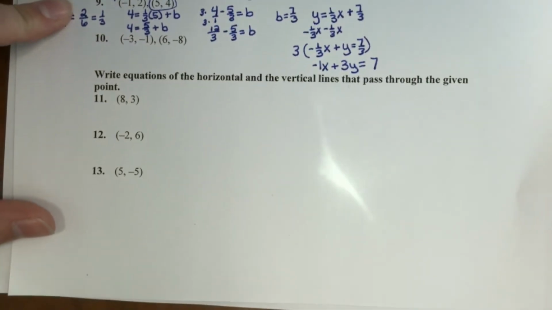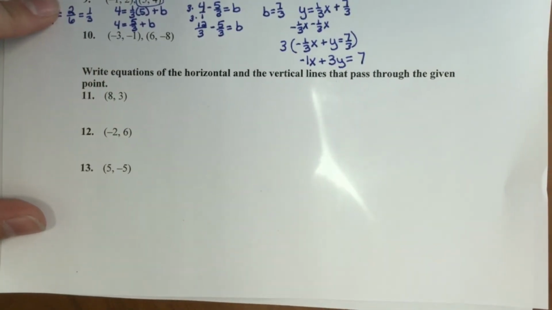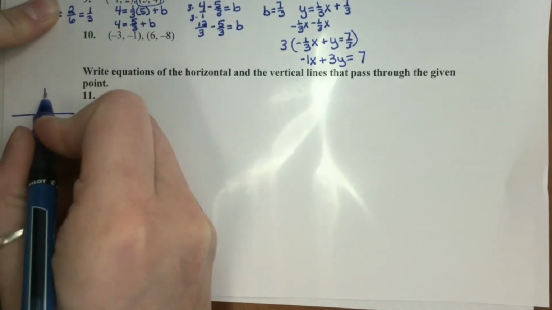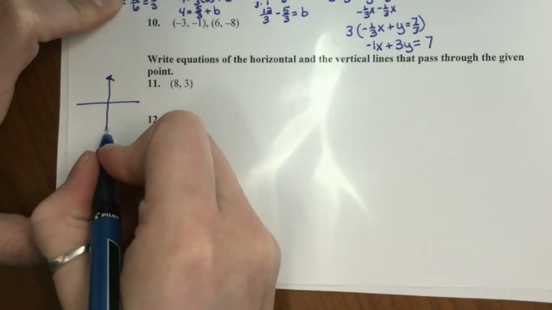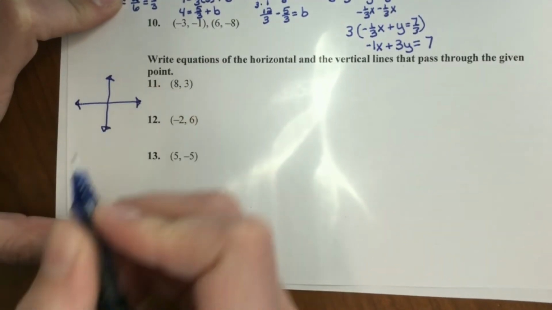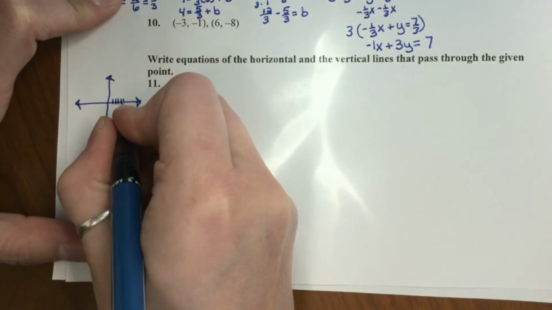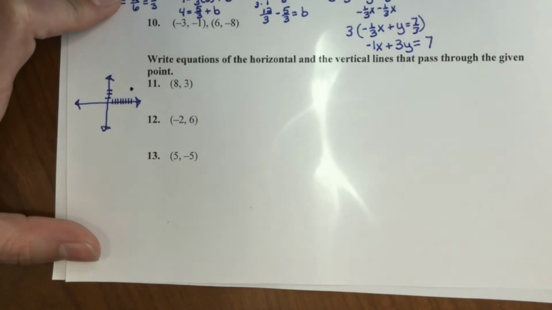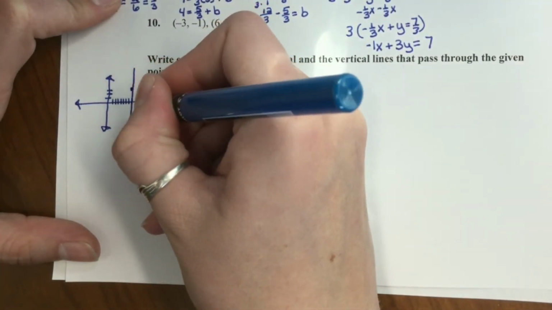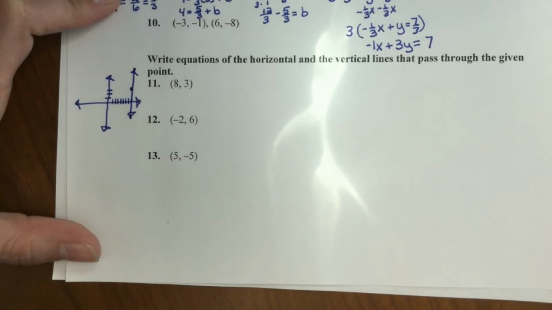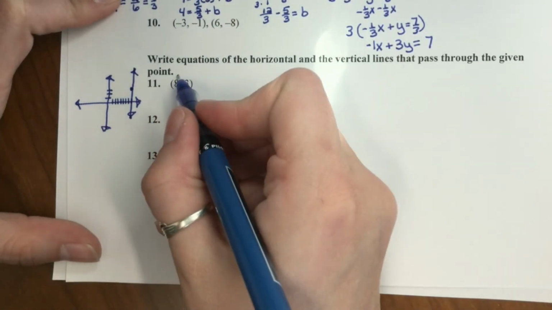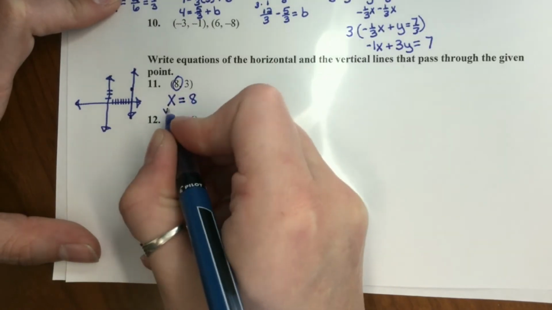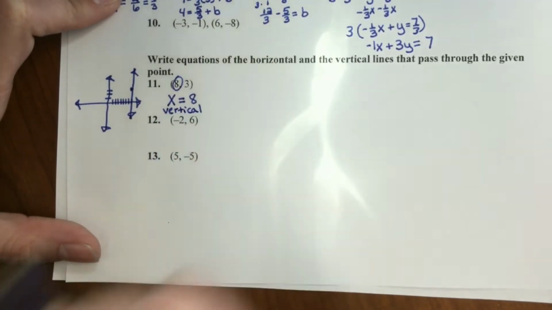Okay, we want to write the equations of the horizontal and vertical lines that pass through the given points. Okay, so I'm going to draw a little picture. Okay, 8, 3. 1, 2, 3, 4, 5, 6, 7, 8. 1, 2, 3. 8, 3. Okay, so if I want this vertical line, what does x have to be all the time? 8. So the vertical line is x equals 8. Okay, remember that's not a function.